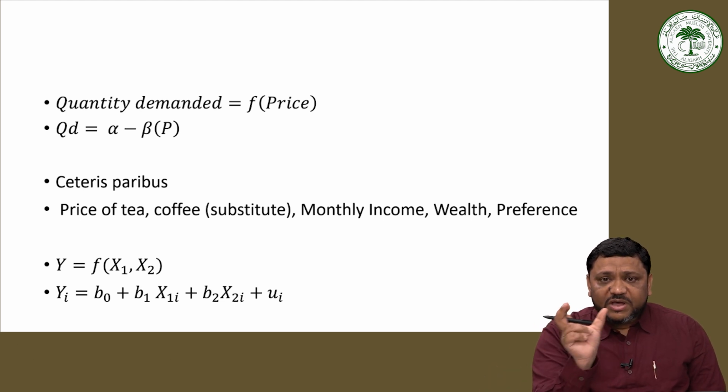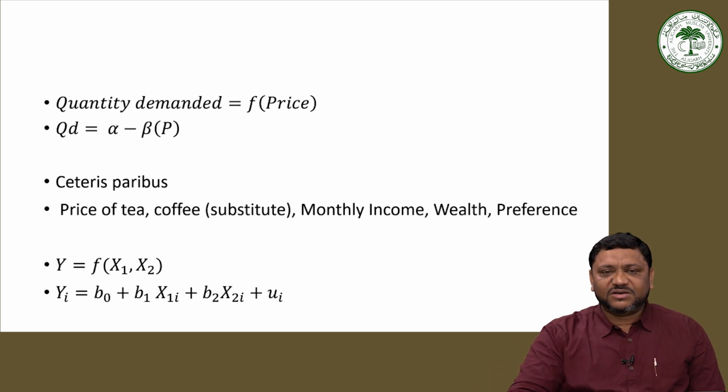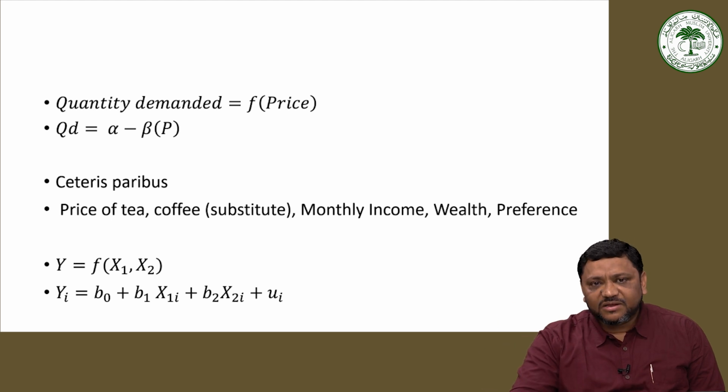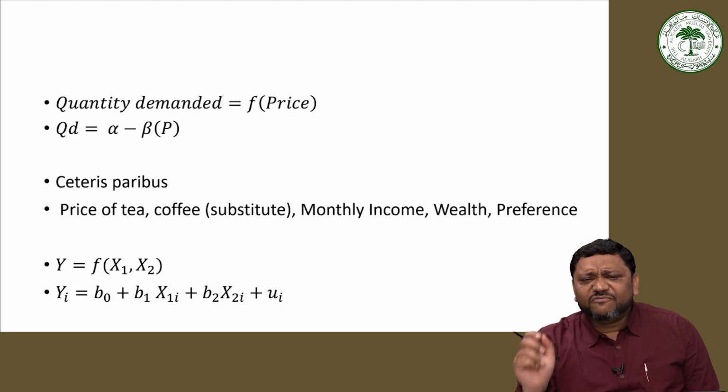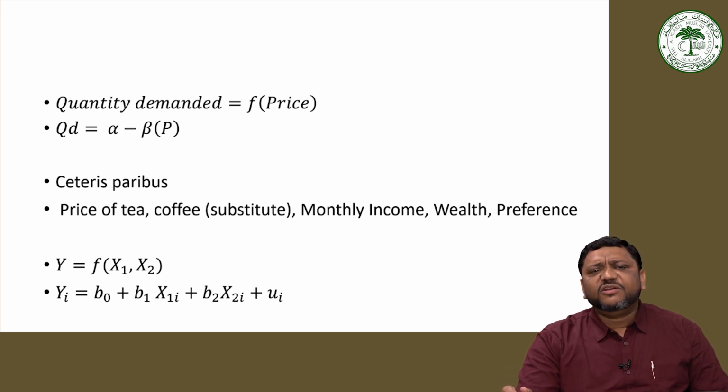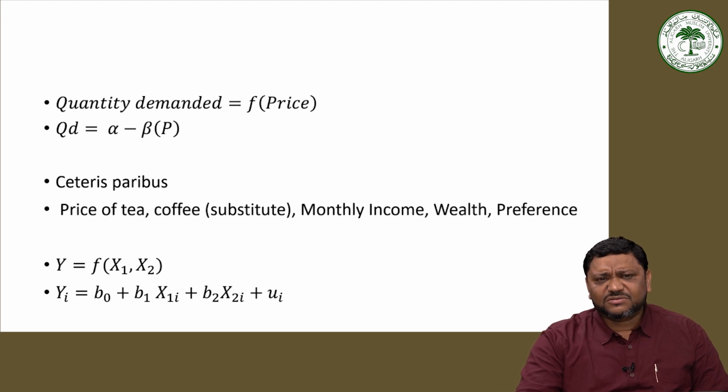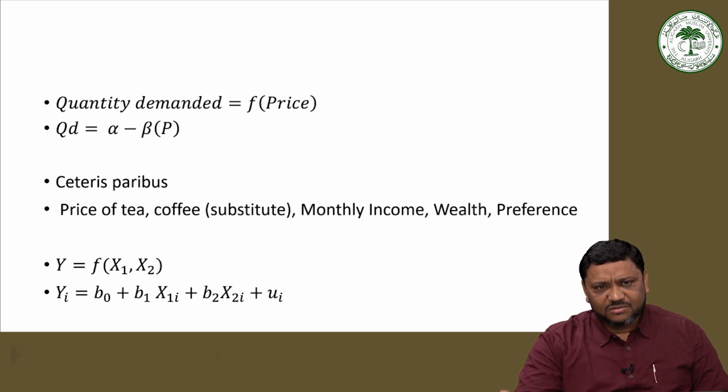Here, all these things we are clubbing under ceteris paribus, and these things are sitting in our error term. But since there is never an exact relationship between variables, how do we allow for these other factors which are affecting y? Through multiple regression.